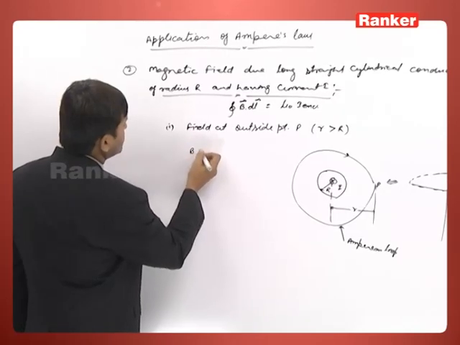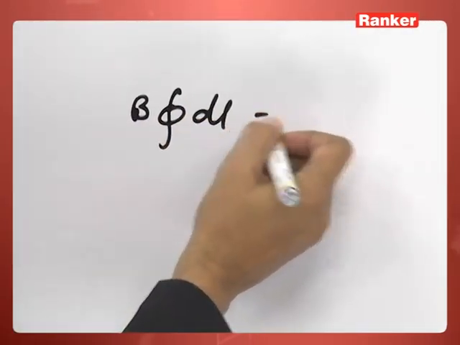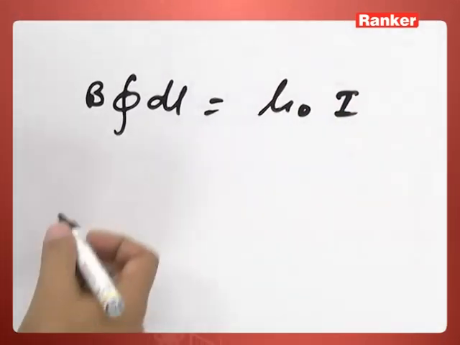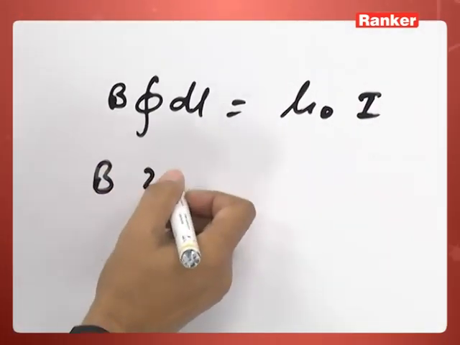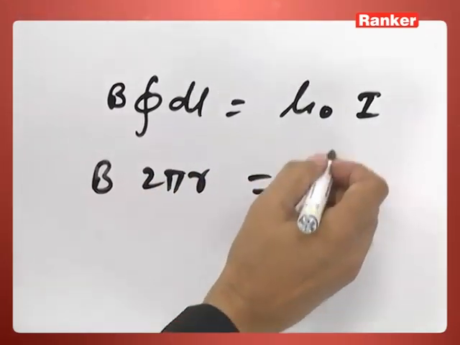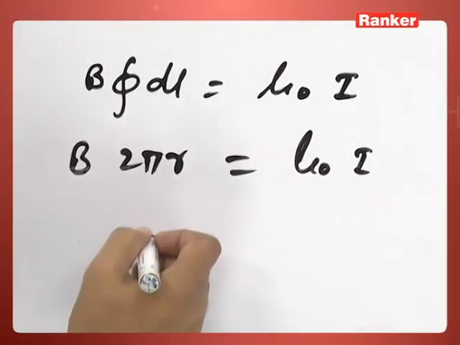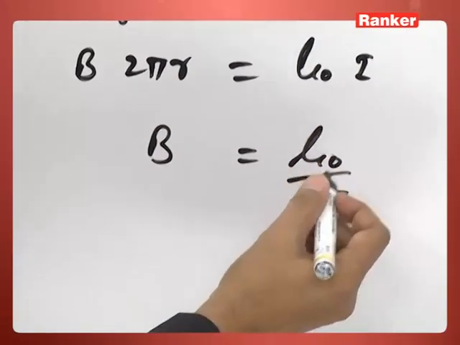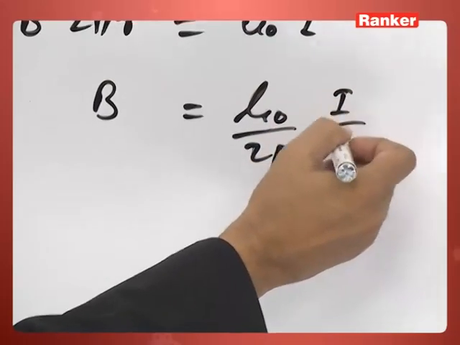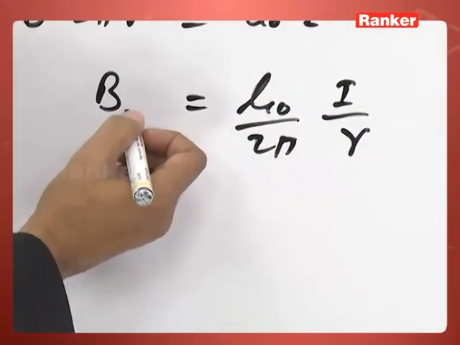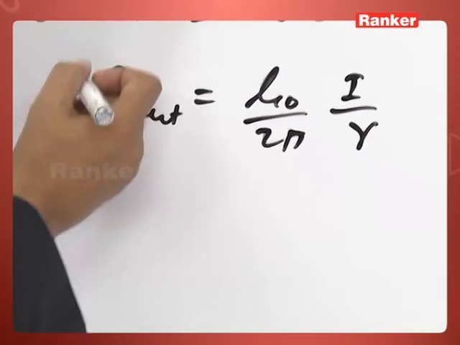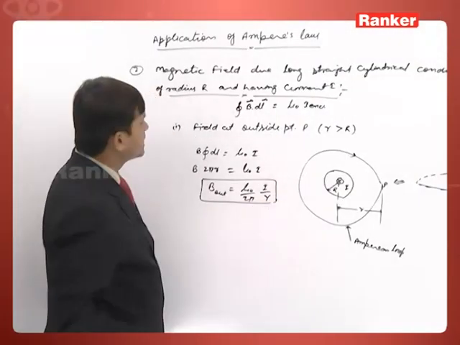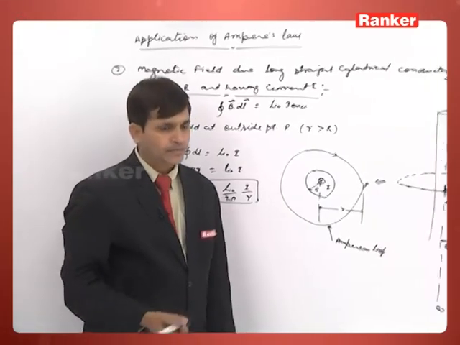So B into dl is mu naught into I, which should be taken here positive. So this will be B into 2 pi r, equal to mu naught into I. So B is equal to mu naught by 2 pi into I by r. So this is the outside point, we can write it as outside. So the magnetic field at an outside point is given by this relation.